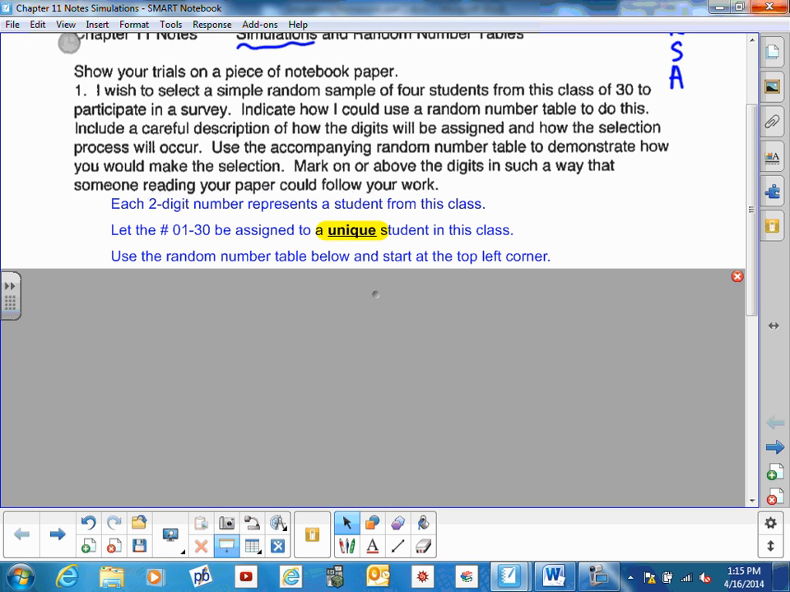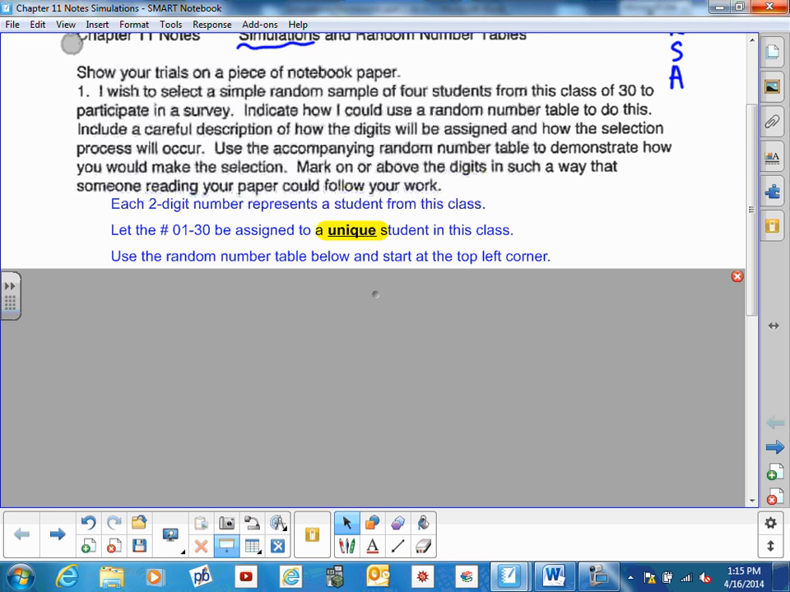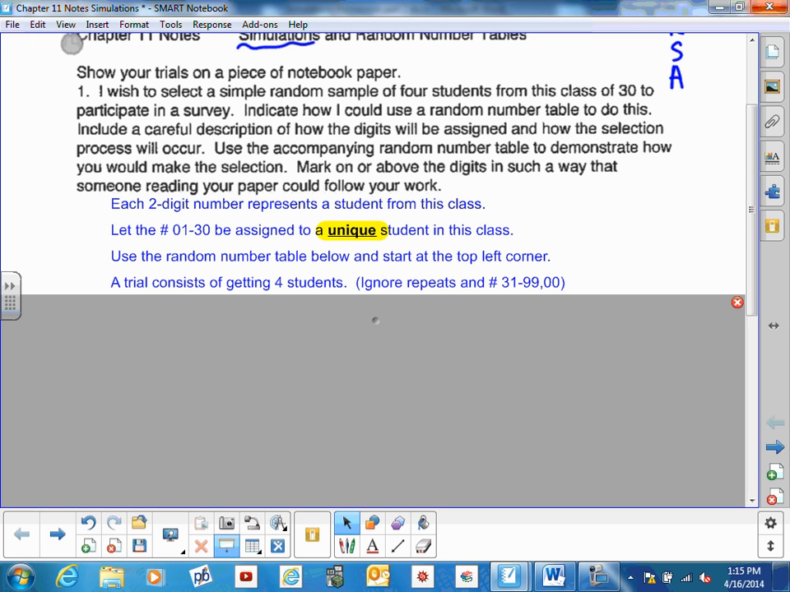After I've done all of them? Okay, true. I mean, the goal of this was to pick 4 students. That's when I'm done with this problem, when I have picked 4 students. So, let a trial consist of getting 4 students. And this is where you have to address if repeats are okay, and if there are any numbers that you need to ignore.